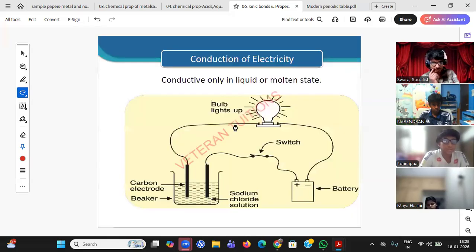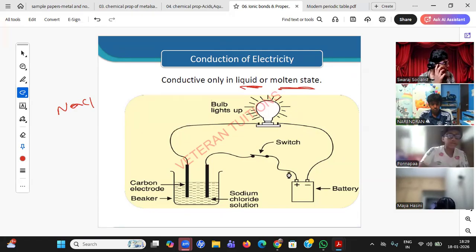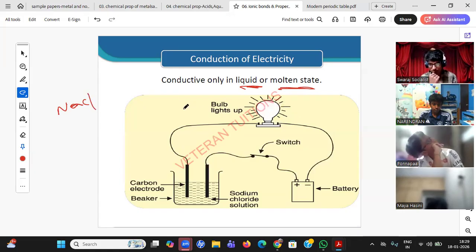I'll give one sheet with all of them. Yes, conduction of electricity, a very, very important point. Ionic bonds will conduct electricity provided they are in liquid or molten state. Like NaCl: there is an electrode, there is a battery. Now, if you just keep salt, that will not conduct. But if you add some water, that salt water will conduct electricity and your bulb will glow. So ionic bonds are good conductors of electricity in liquid or molten state.